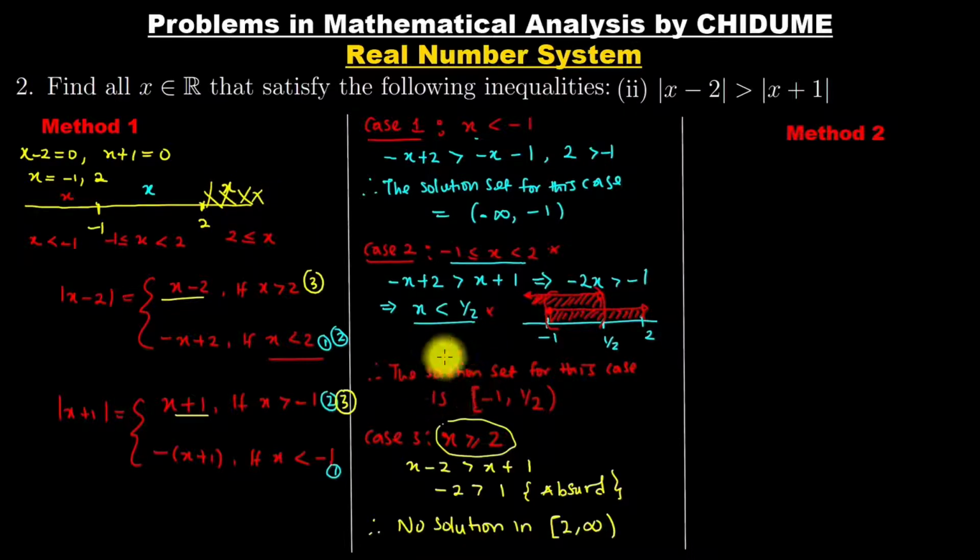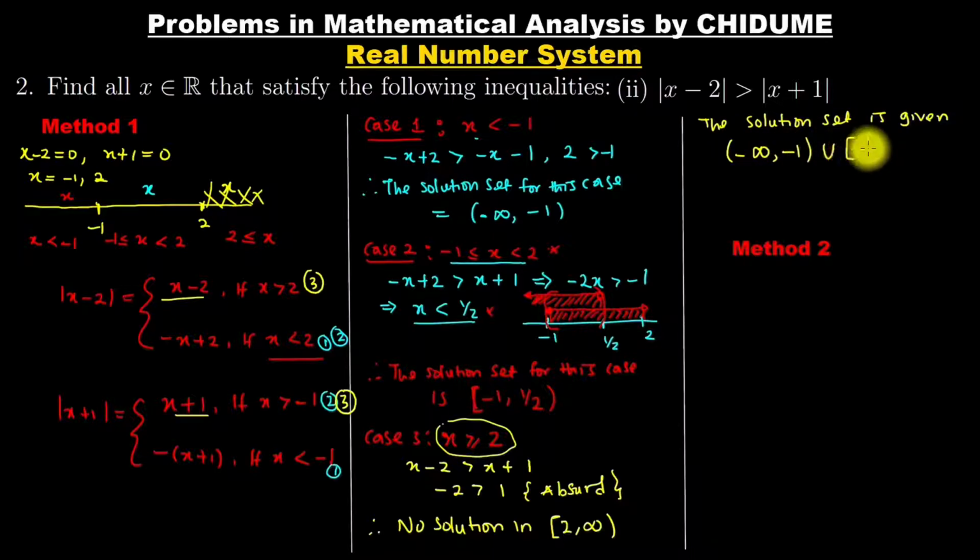Now let's consider the union of our two solutions, the solution we have here and the solution we also have here. So the solution set is given as the union of -infinity, -1, union -1, 1/2. So what do you observe?